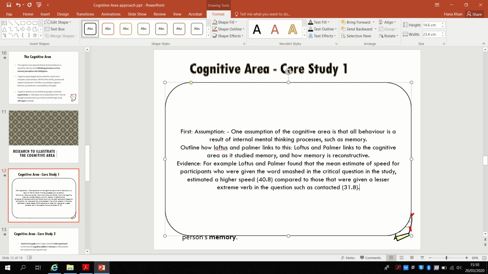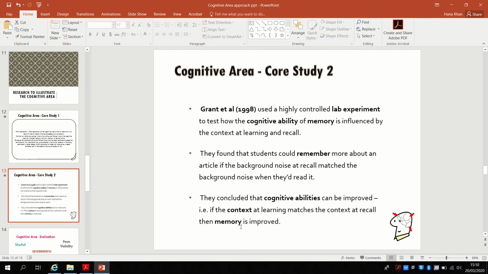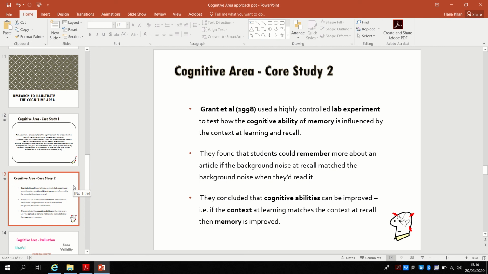Now, you would do the same thing for Grant, okay? So I'd like you to have a go at doing it for Grant. Here is the information that may help you out if you want to. But remember, it's one assumption, how Grant links to the assumption, and then some evidence from Grant to support that, okay? So what I would like you to do as well, guys, is when you write the answer for Grant, I would like you to pop that in a Google document. So I'm making an assignment on our Google Classroom, and I'd like you to upload what you have written for how Grant links to the cognitive area.